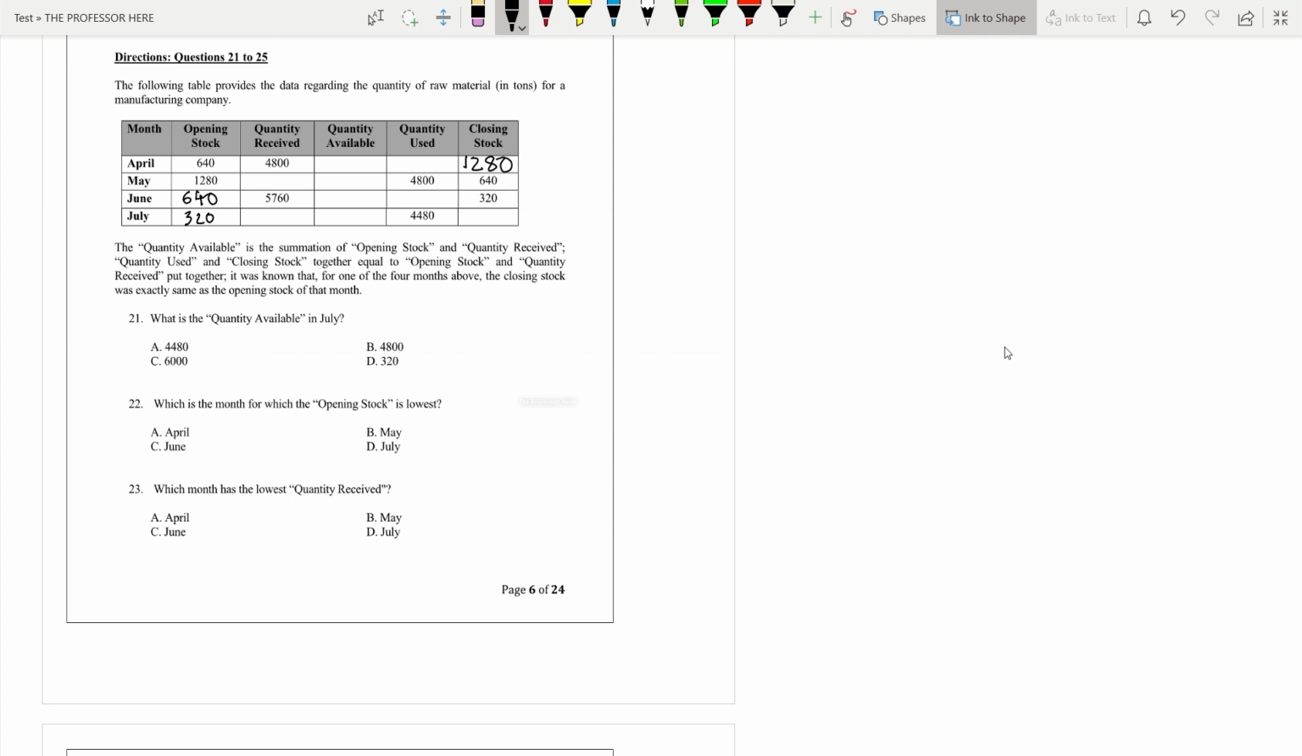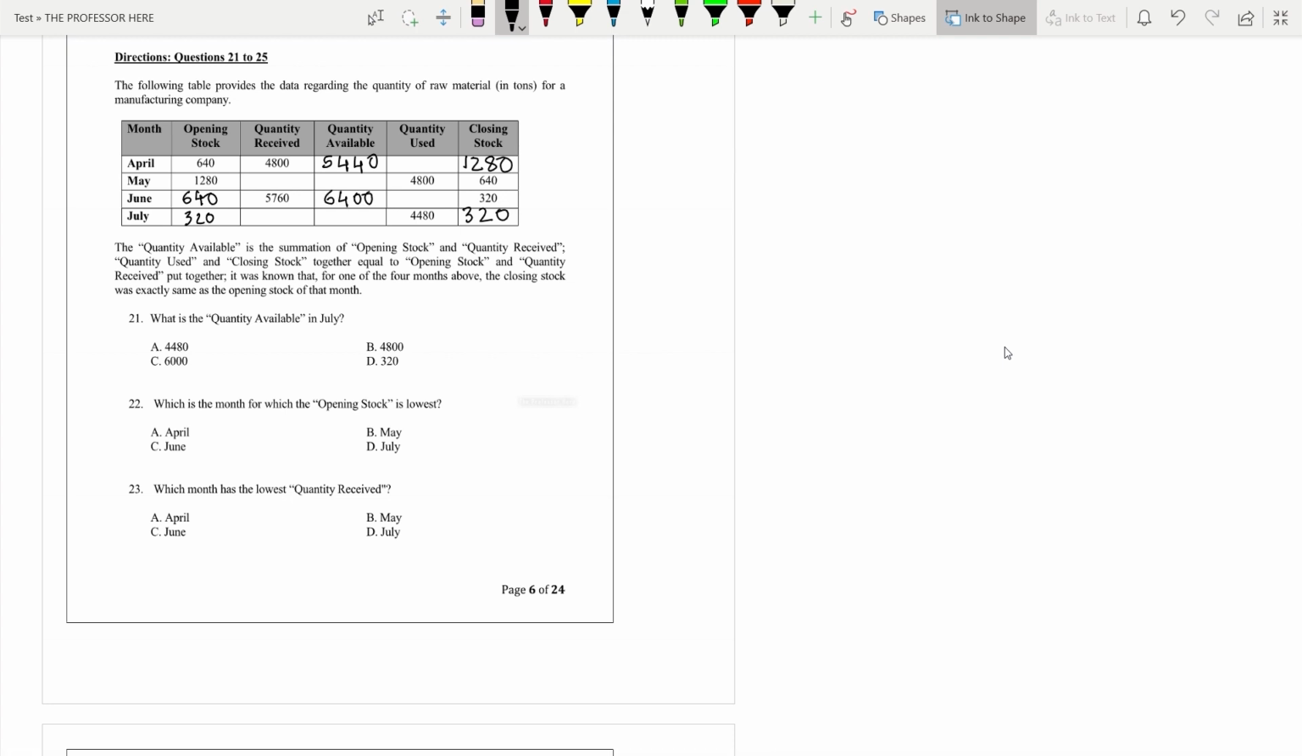So July the closing stock should be 320. So we got all the opening stock and closing stock. Now let's figure out the rest of the table. The quantity available is a summation of opening stock and quantity received. So for April, the quantity available will be 640 plus 4800, which is 5440. In June, it will be 5760 plus 640, which becomes 6400.